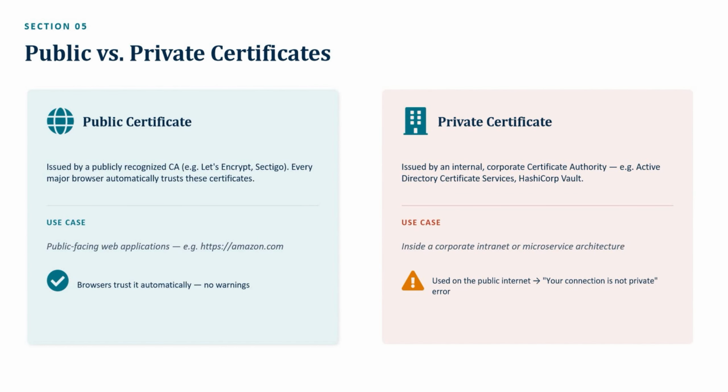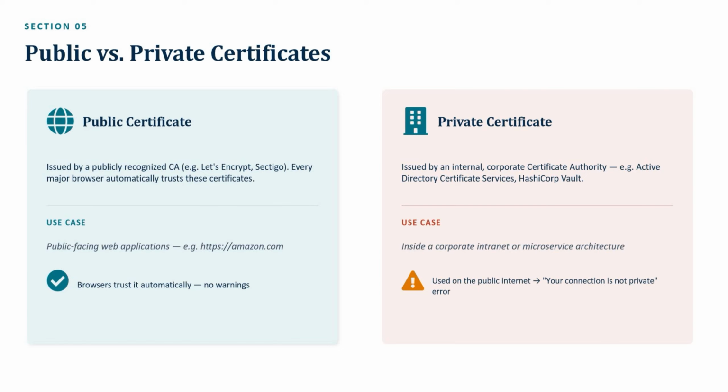Let's see public key certificates versus private certificates. Again, a public key certificate is issued by public organizations or publicly recognized CAs like Let's Encrypt. Every major browser automatically trusts these certificates, and it will not give you a warning that your certificate is not valid or something. So a public certificate is used in our applications.